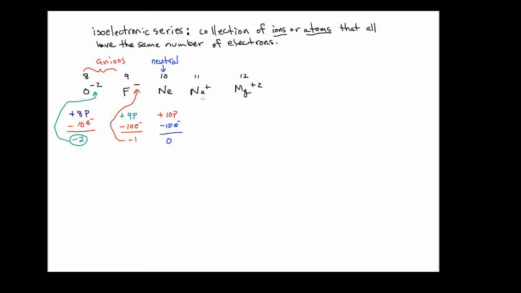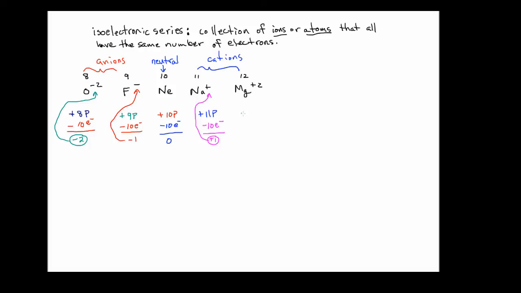Now let's take the cations. These guys are positively charged, so they're called cations. In the case of sodium, it has a total of plus 11 protons, and it also has 10 electrons. When we take the difference, you see the charge is plus 1. That's where this net charge comes from.